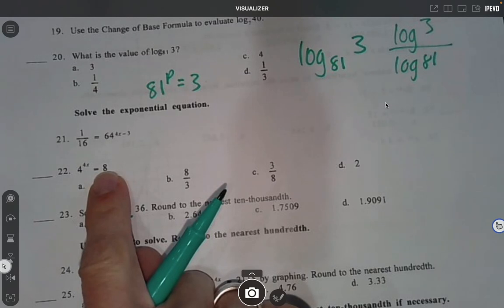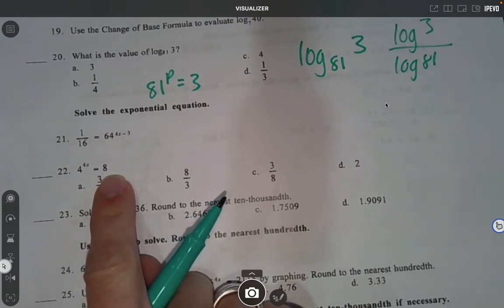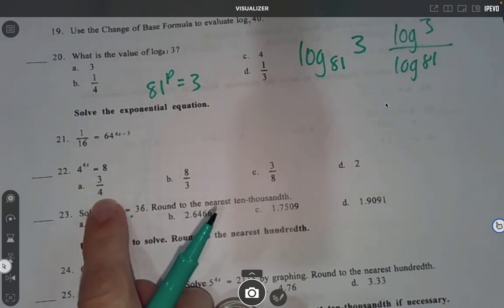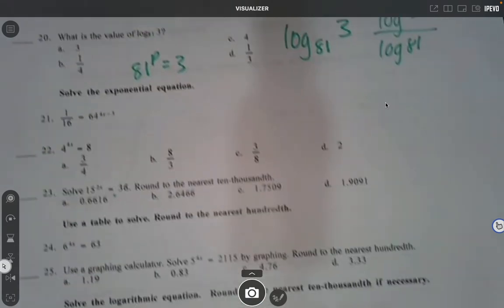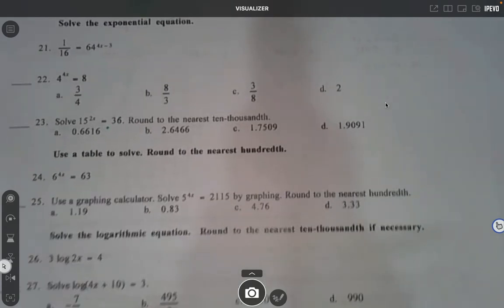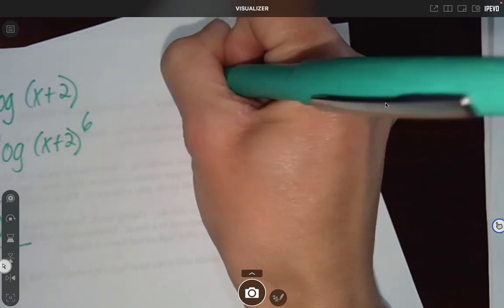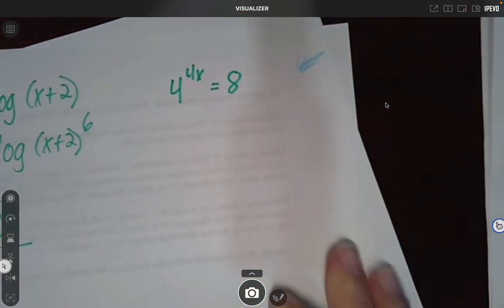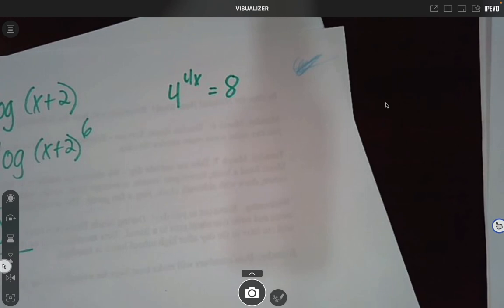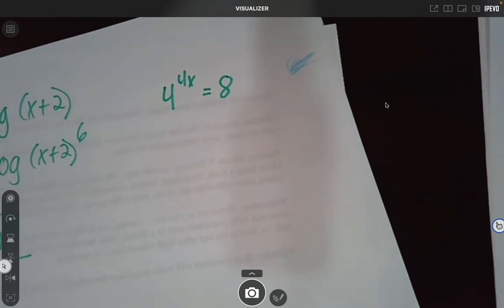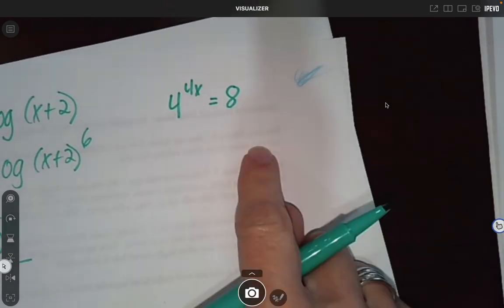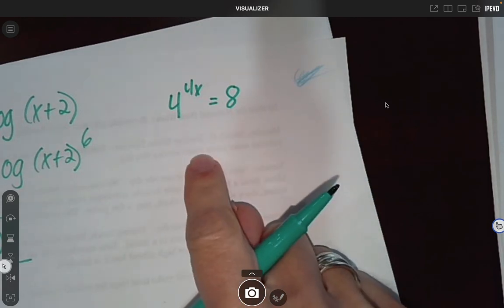Okay, let me find. We're on 21. Let me see where I'm at on here. Solve the exponential equation. Is this one on there? I'm looking to see which one. It's like number 22. Okay? So we're going to start with 22. I might write it on a separate sheet of paper so I have a little more room. Remember, you said 21 was really hard. 4 to the 4x equals 8. There's two ways to do this. I think I would just make these both base 2. What way did y'all do this one?